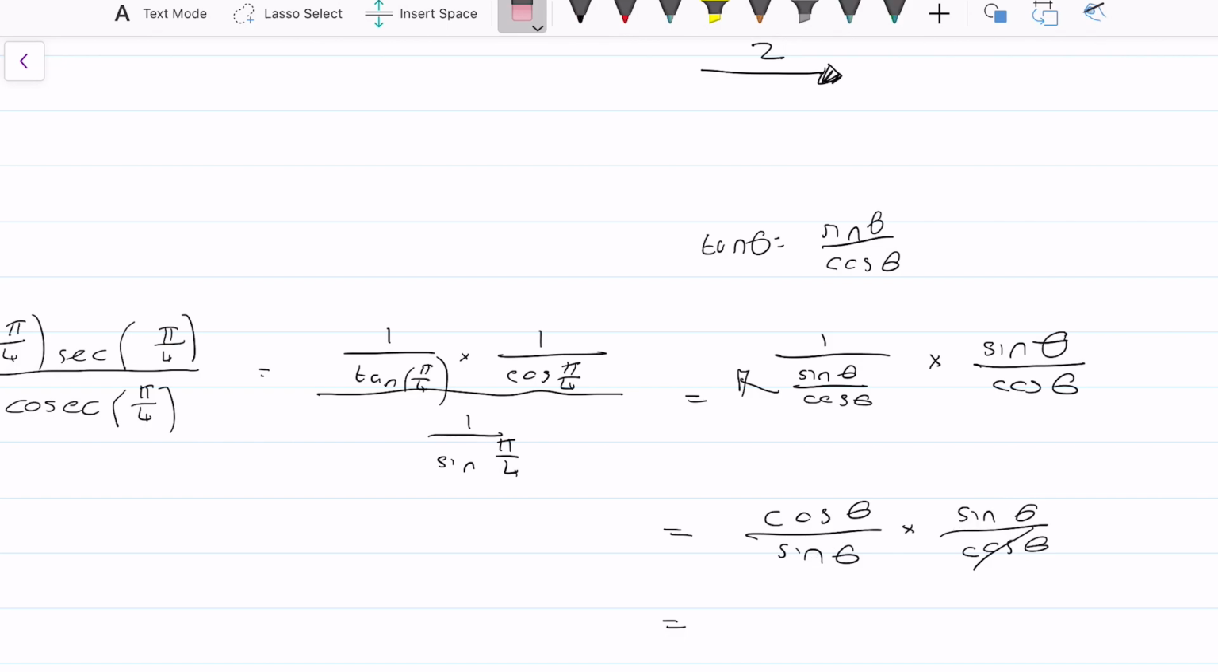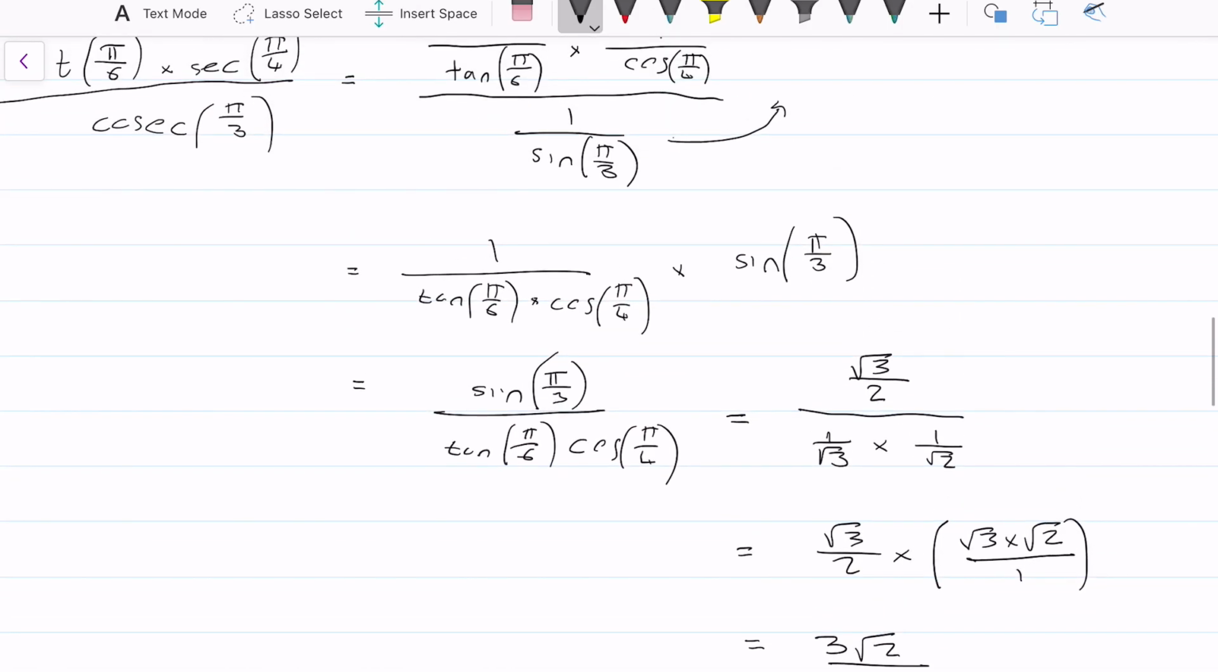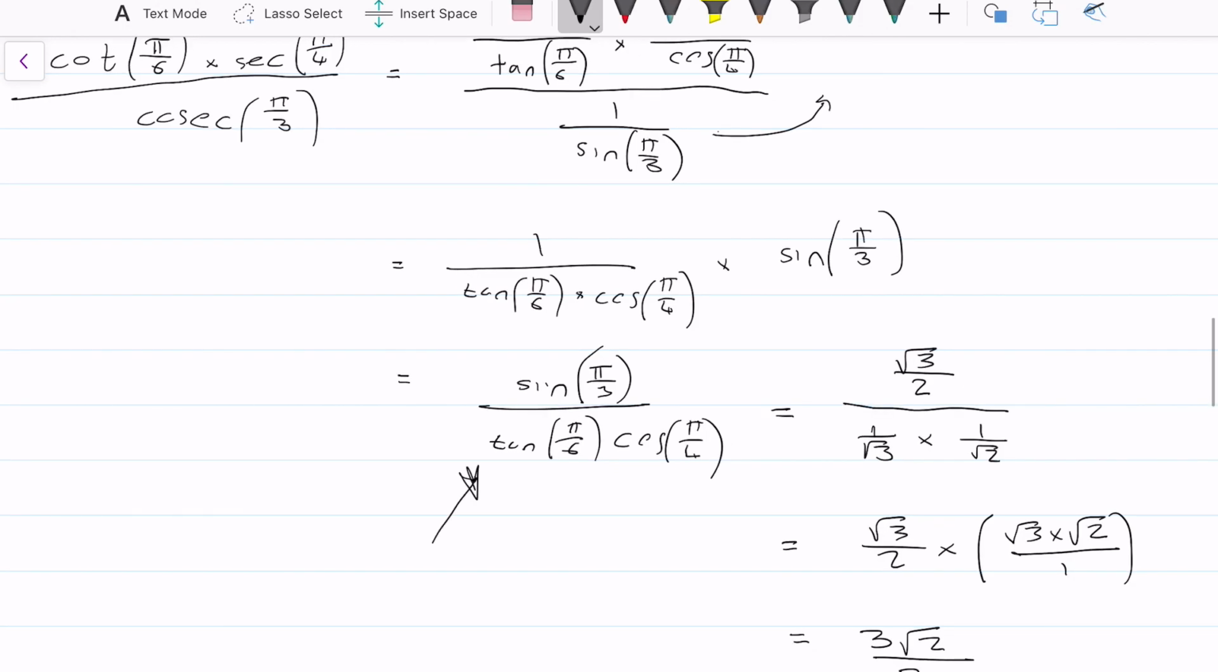So let me actually just write it out. So we have cos pi over 4 times sine pi over 4 over sine pi over 4 times cos pi over 4. Okay, and cos pi over 4 cancels with cos pi over 4, sine pi over 4 cancels with sine pi over 4, and our answer is 1. Cool stuff. Okay, so in the previous question, we couldn't cancel things because we had different angles. So only if the angles are the same can we actually cancel them.